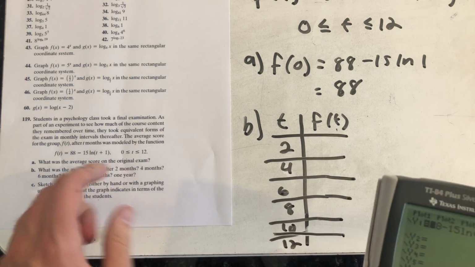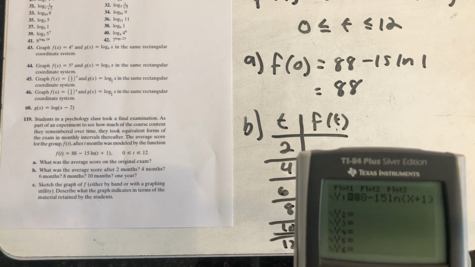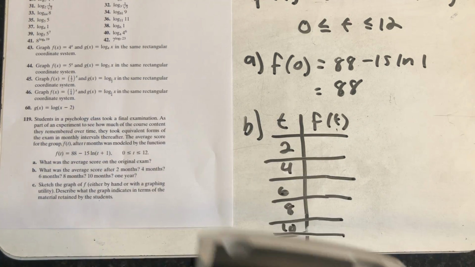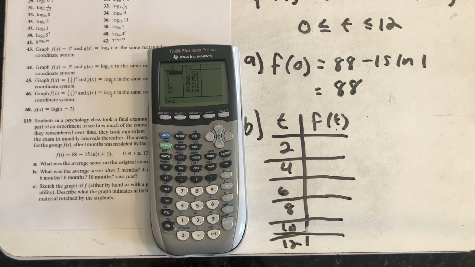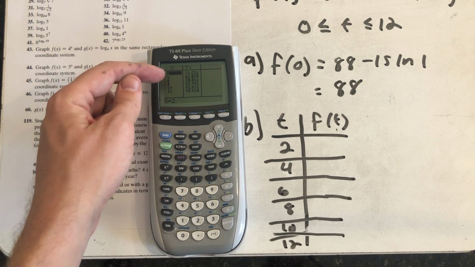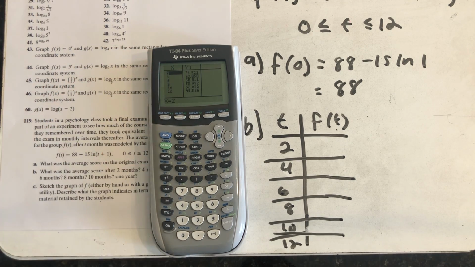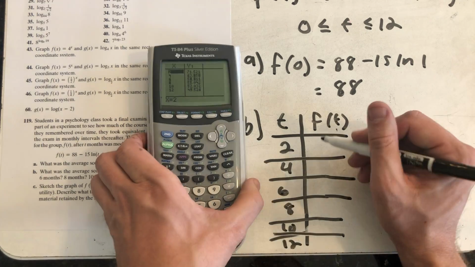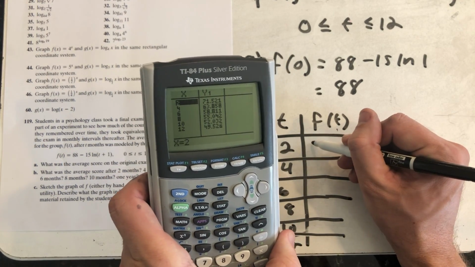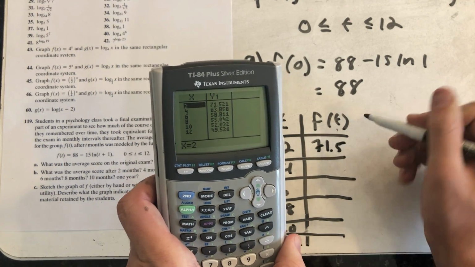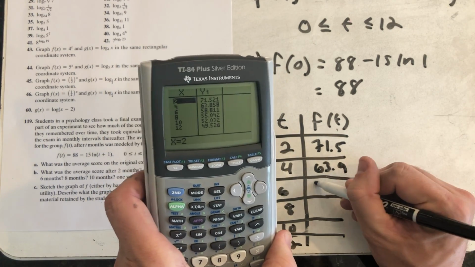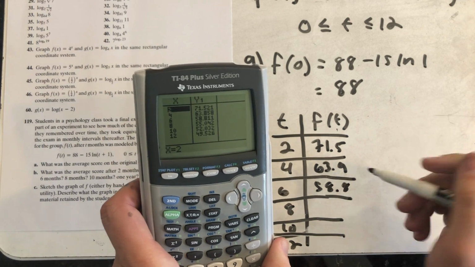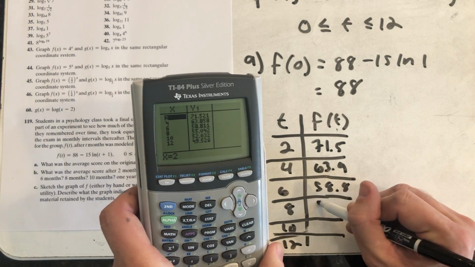Now be careful, our calculators don't know what t is when they're graphing functions, so we just use x. So now I'm going to go into the table, and I have my table set up so that I can type in the values I want to plug in. I've already typed in 2, 4, 6, 8, 10, and 12. And I rounded to one decimal place. So 71.5, 63.9. As you'd expect, as time goes on, less and less of the material is retained.